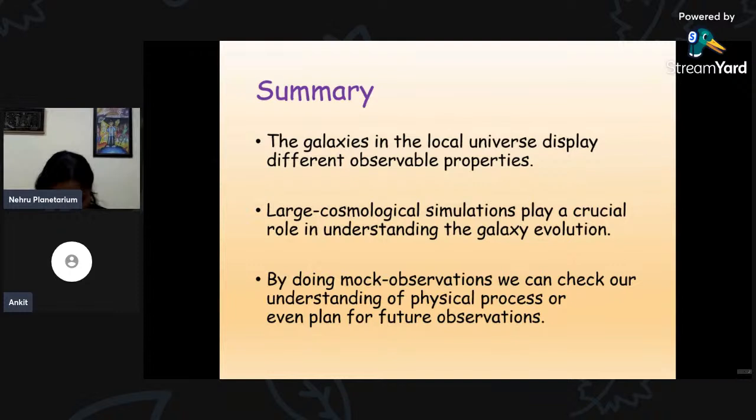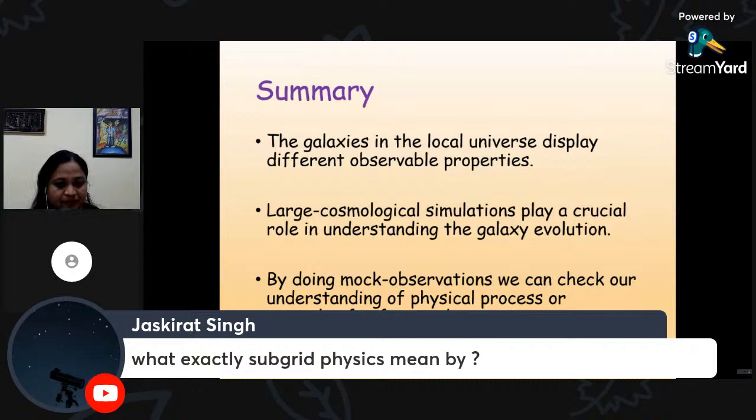Thank you so much, Ankit, for sharing this complete overall detail about the subject we were discussing today. And with this, we have a lot of questions during the session, so I'll be highlighting those, and then you can take those. Okay. So Jaskirat Singh would like to ask, what exactly does subgrid physics mean?